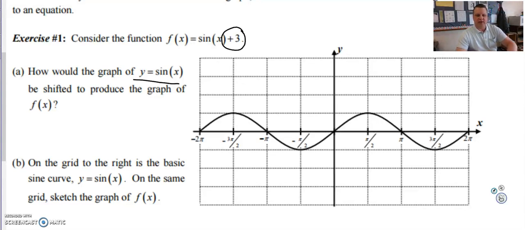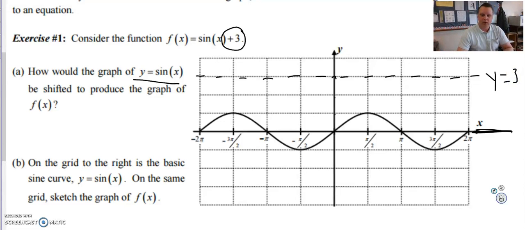And when we're talking about sine and cosine curves, we're talking about a midline, which I mentioned in class yesterday as well. So the midline for the original sine graph is the x-axis, as well as for cosine x. So the plus 3 means we're going to move the midline up 1, 2, 3 units. So our midline is going to be the line y equals 3.